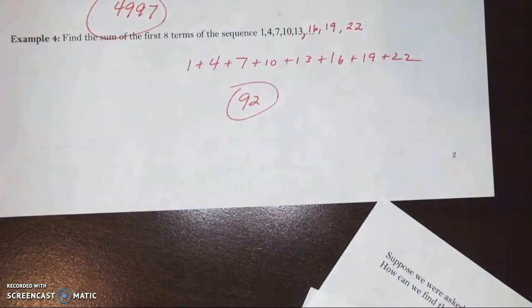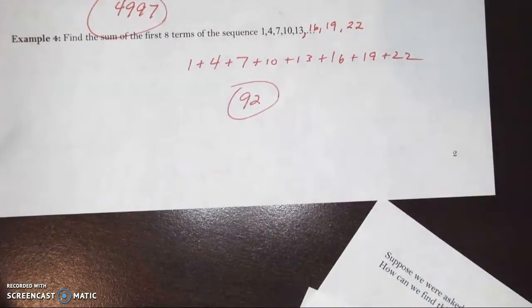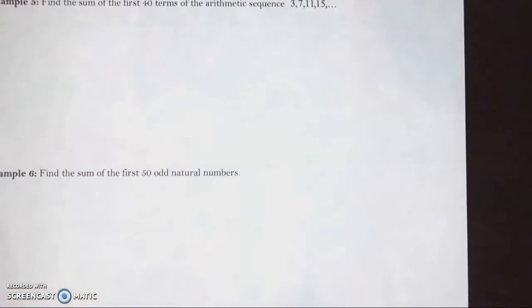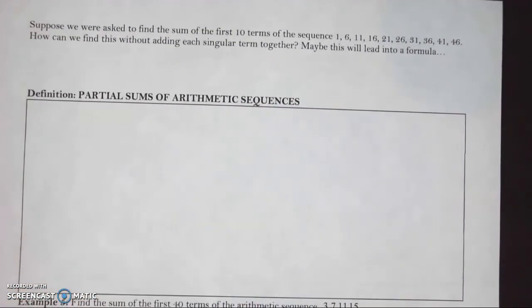All right, so we got that going for us. If it's easy, make it easy. Keep it easy on yourself, okay? But let's think of this question here, at the top of the next page. Suppose we were asked to find the sum of these 10 terms. How can we find this without adding each singular term together? Maybe this will lead into a formula.